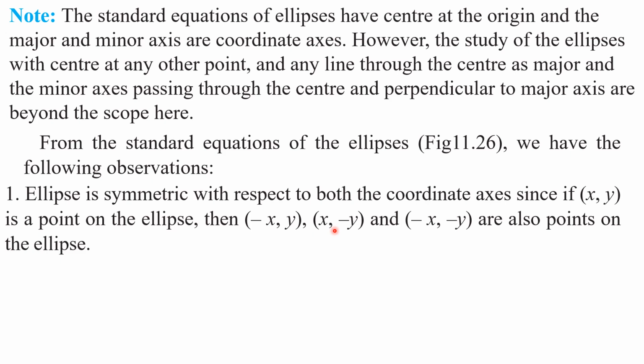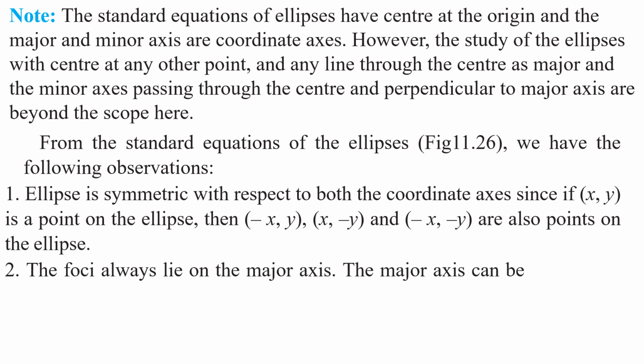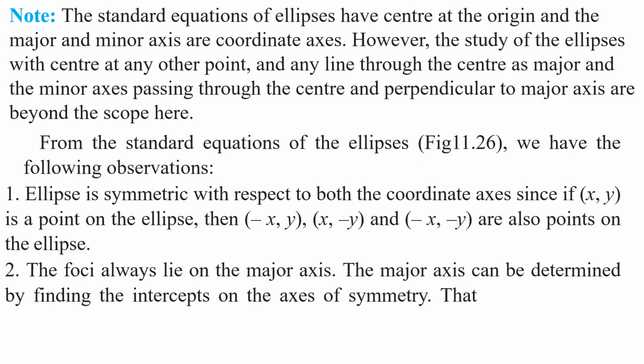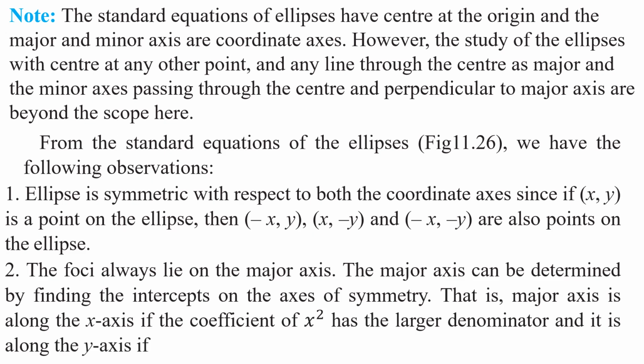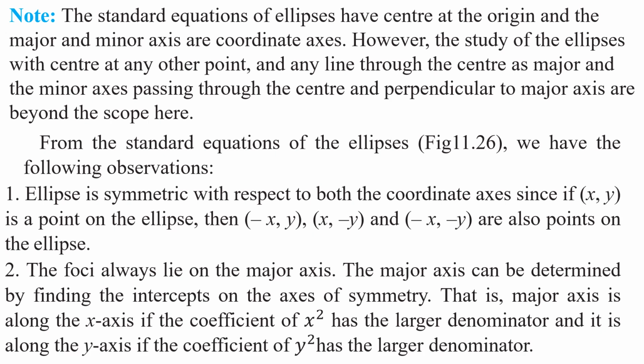By observing Figure 11.26, you can find this point. Okay, my children, understood this point? Now come to the second observation. The foci always lie on the major axis. The major axis can be determined by finding the intercepts on the axis of symmetry. That is, the major axis is along the x-axis if the coefficient of x square has the larger denominator, and it is along the y-axis if the coefficient of y square has the larger denominator.